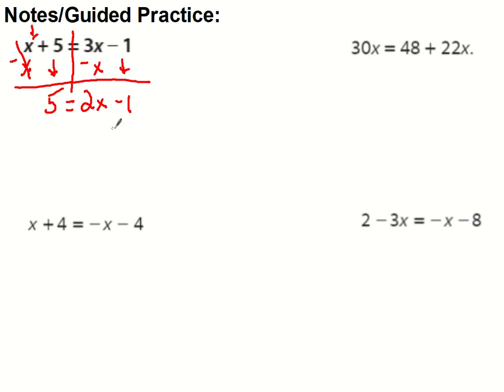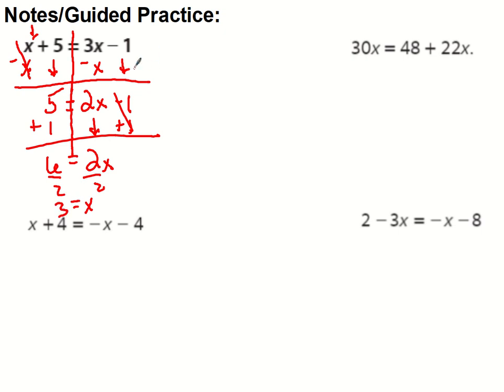Now I have a two-step equation. So now we solve the exact same way we've been solving equations. I get rid of my constant first by adding 1. Those go away. I'm left with 2x equals 6. Divide both sides by 2, and I get x equals 3. And I'm done.